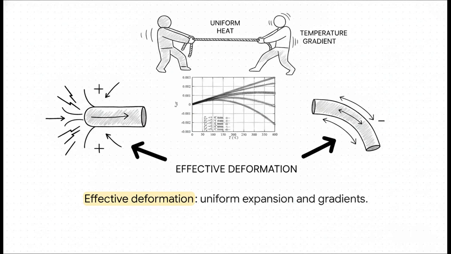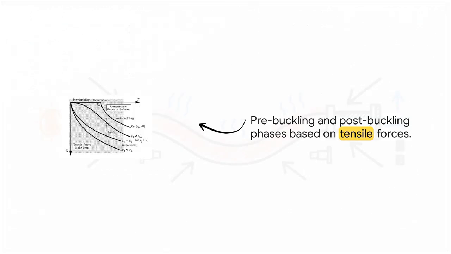The result is what engineers call an effective deformation. The compression from the uniform heat and the tension from the gradient essentially fight a massive, complex tug-of-war right there inside the solid metal. This dynamic builds into these pre-buckling and post-buckling phases. And here is the crazy part. Paradoxically, the pulling tension from a thermal gradient can actually delay the structural buckling caused by uniform expansion.